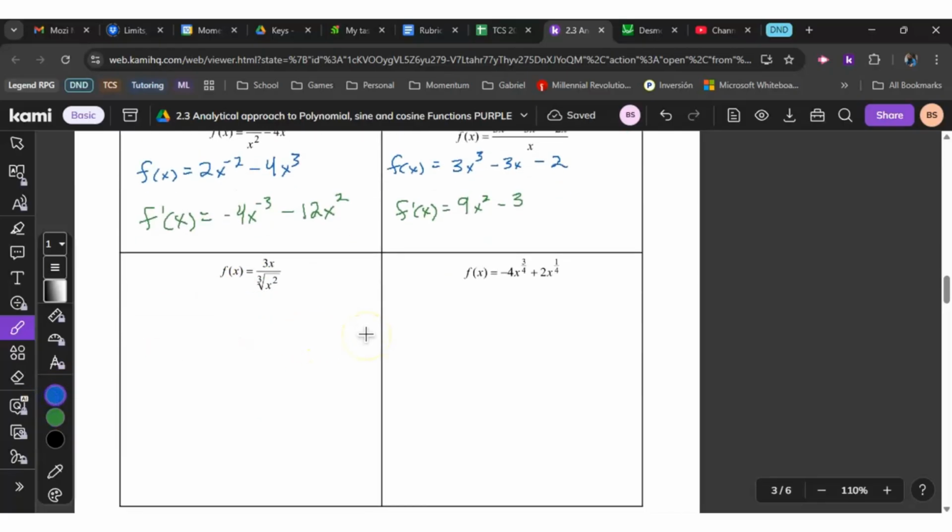All right, now this next one is probably going to be a little bit more complicated for us to try and rewrite. So let's do it in steps. The first thing I'm going to do is write this with fractional exponents. So 3x over x to the 2/3, right? Because the cubed root is the same as an exponent of 1/3. But then I can rewrite that as well.